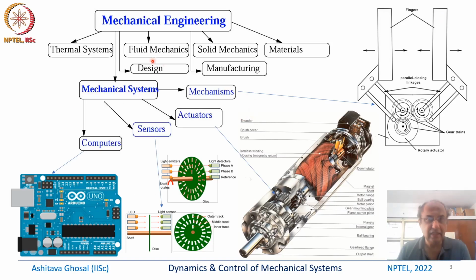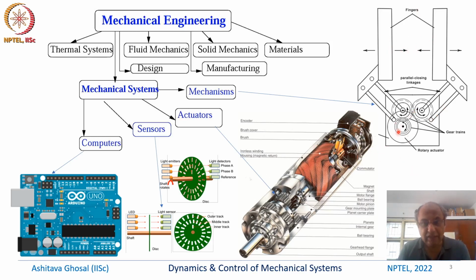The field of mechanical engineering contains various subfields. So for example, you can have thermal systems, fluid mechanics, solid mechanics, materials, design and manufacturing. In this course, we will look at mechanical systems. Mechanical systems on their own contain the study of mechanisms, actuators, sensors and computers. So for example, this picture here shows a 4-bar mechanism which is used to actuate or move the fingers of a gripper, which is used in robots.